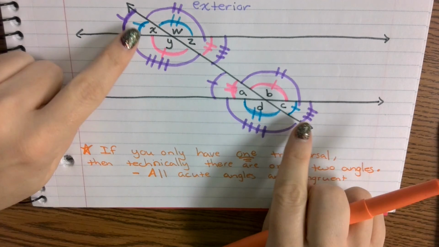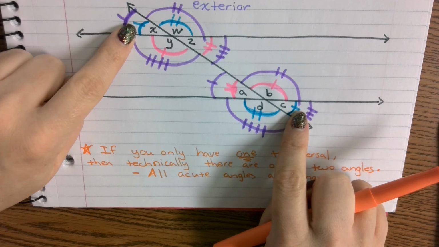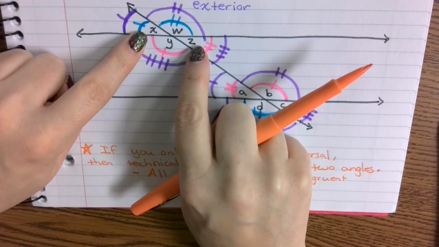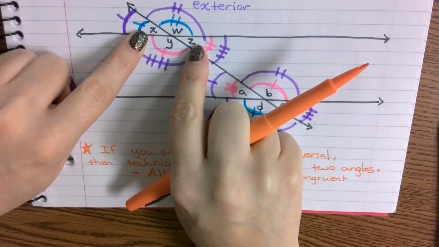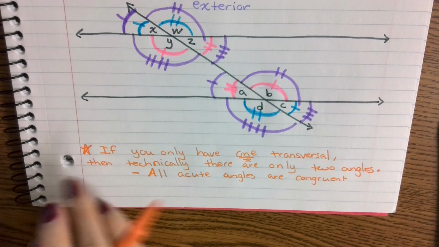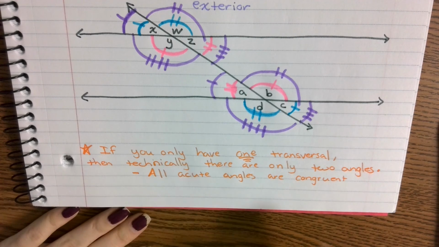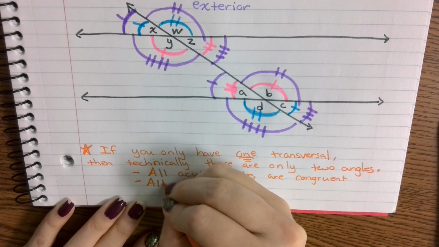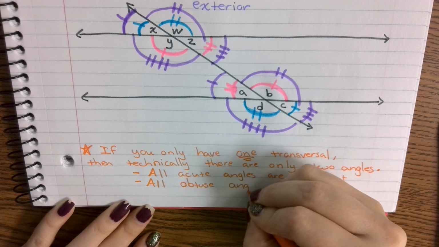Okay, and we know that because if X and C are the same by being alternate exterior, X and Z are the same because they're vertical angles, which means Z and C are also the same. Plus the fact that those are corresponding. So you've created a set of acute angles that are all equal to each other. And then you also have a set of obtuse angles, 4 obtuse angles that are all equal to each other.